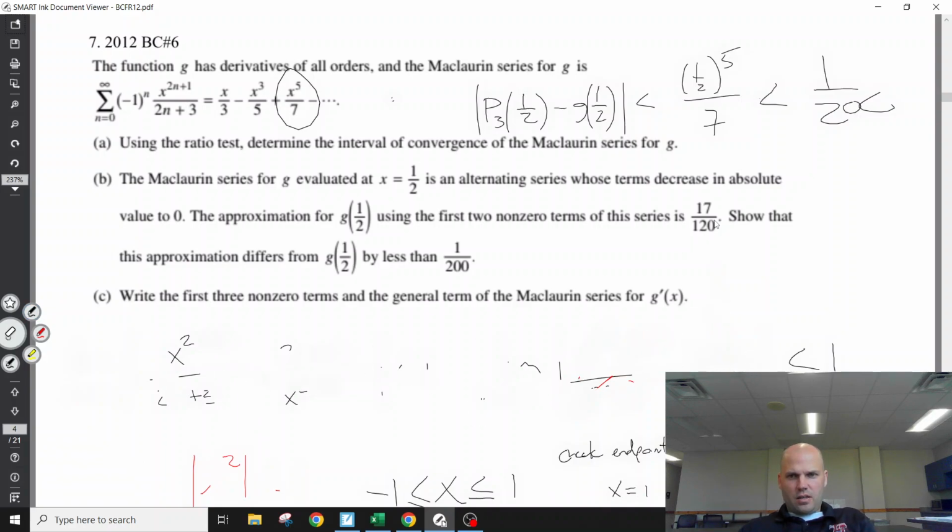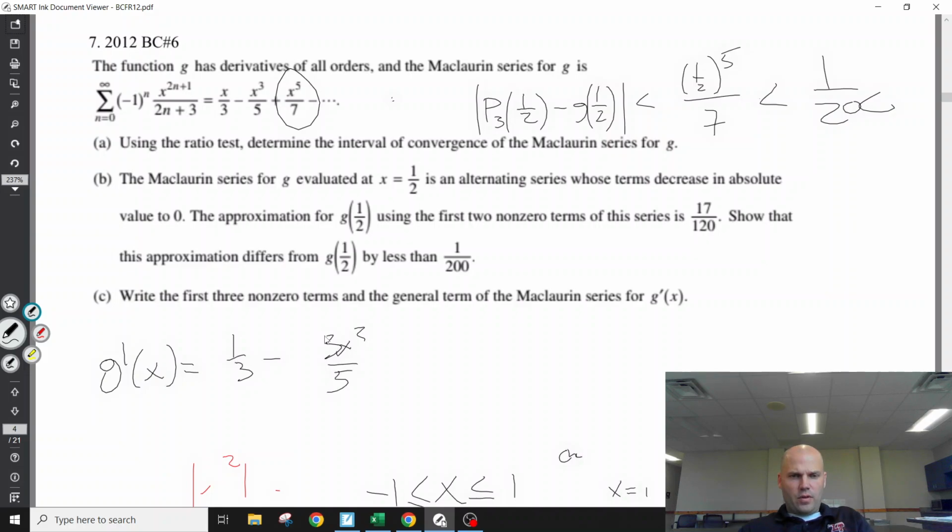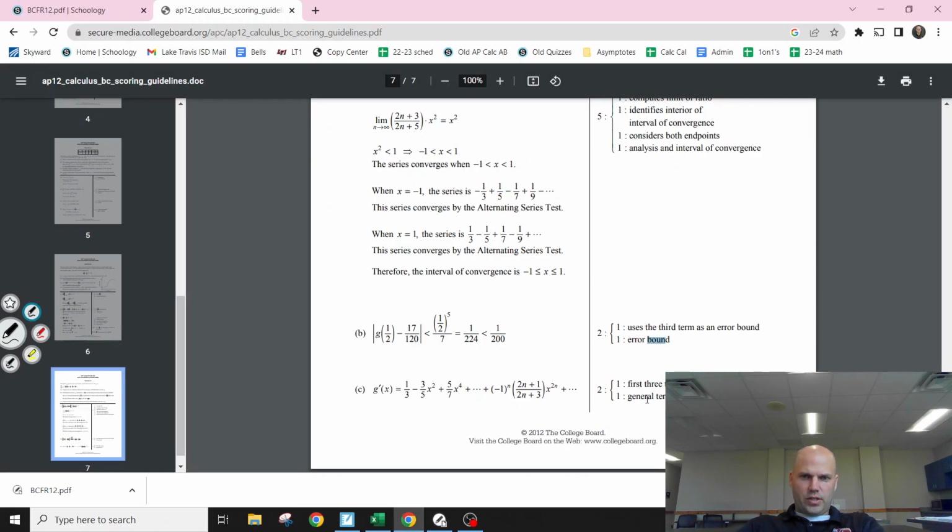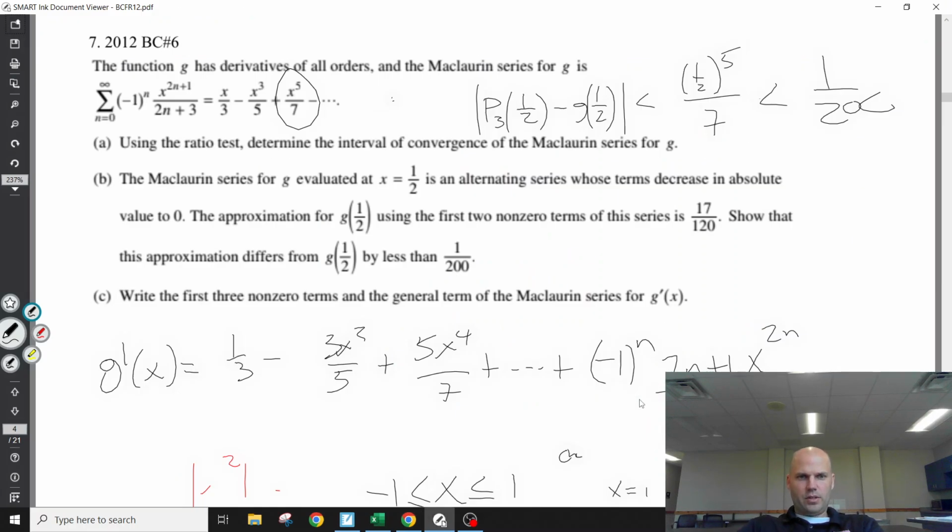Look at this. Part C, the easiest part, is last. G prime has to be 1/3 minus 3x squared over 5 plus 5x to the fourth over 7 plus dot dot dot plus negative 1 to the n. Bring down the power, subtract 1 from the power. Here comes the power down, 2n plus 1. Subtract 1 from the power, you just get 2n over 2n plus 3. Part C is worth 2 points. Easy 2 points.